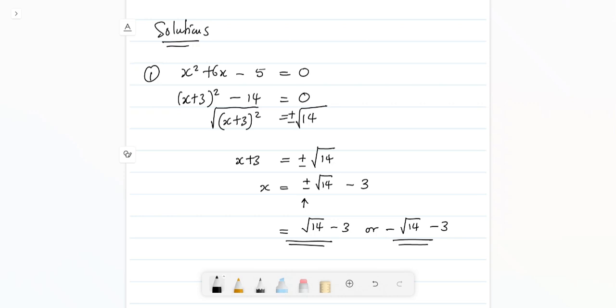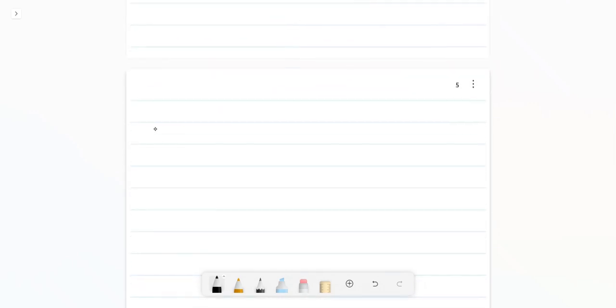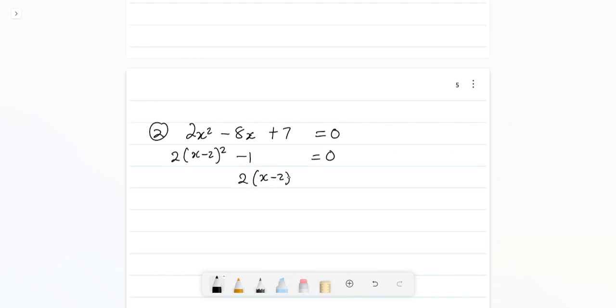So now let's look at the second example. The second question, again I completed a square for that same question: 2x squared minus 8x plus 7, and this is now equal to 0. So after completing a square, we got 2 times x minus 2 inside the bracket squared, then minus 1 equals 0. So the first thing that we're doing, we're moving 1 to the other side. So we have 2 times x minus 2 squared equals positive 1.